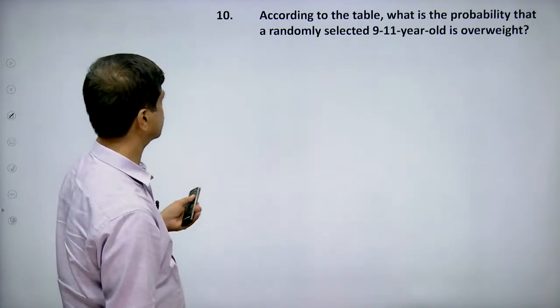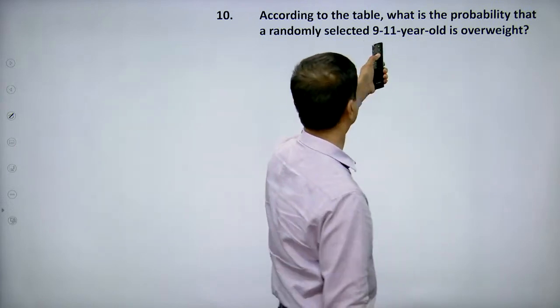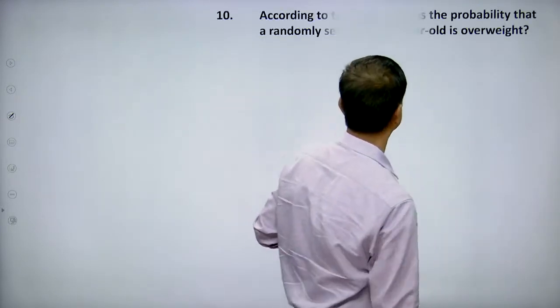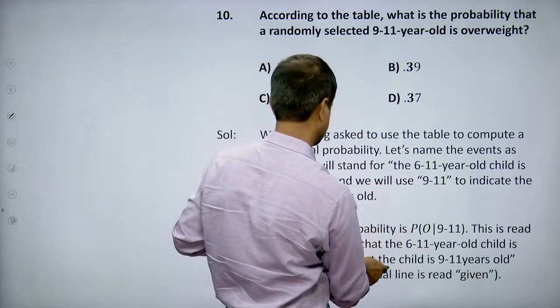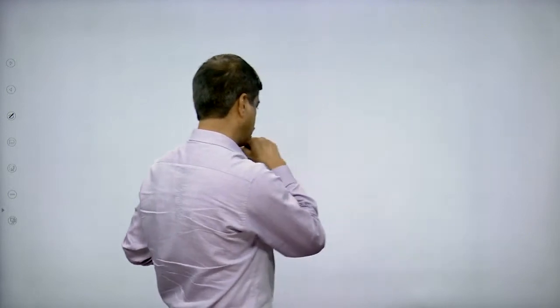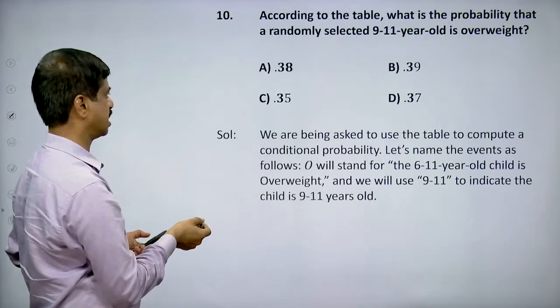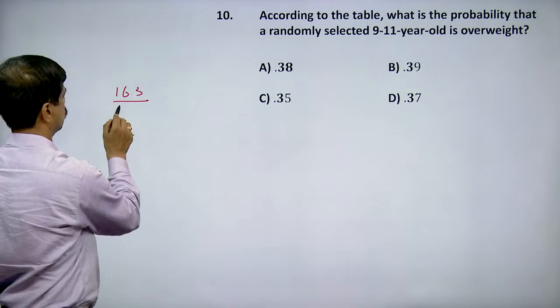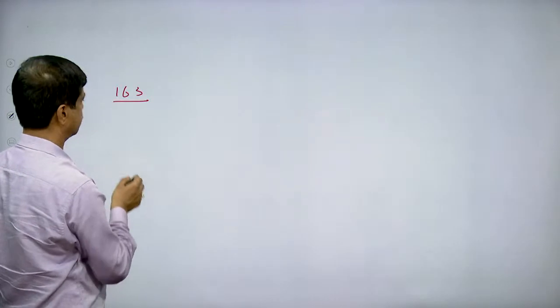So let us see what the question is. According to the table, what is the probability that a randomly selected 9 to 11 year old is overweight? For 9 to 11 years, how many are overweight? 163, but the total is 476. So 163 by 476. That much explanation is not needed. Simply you can write 163 by the total.